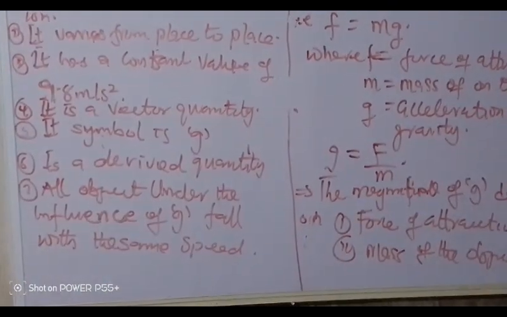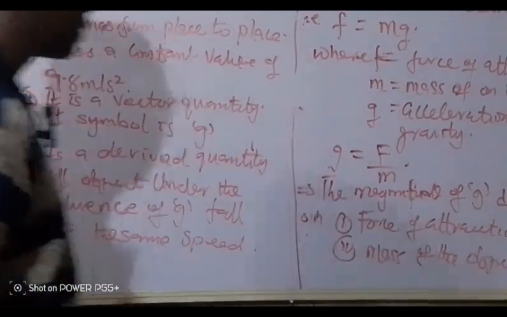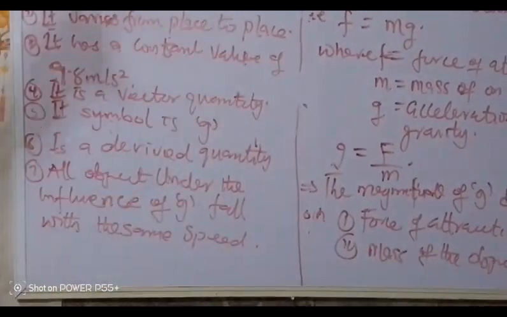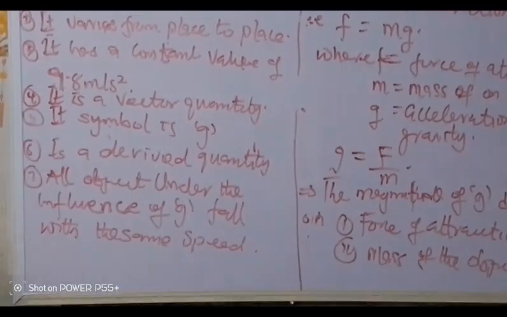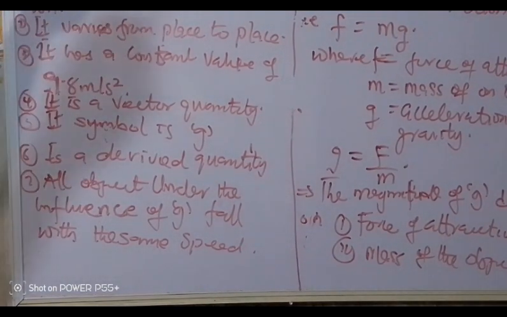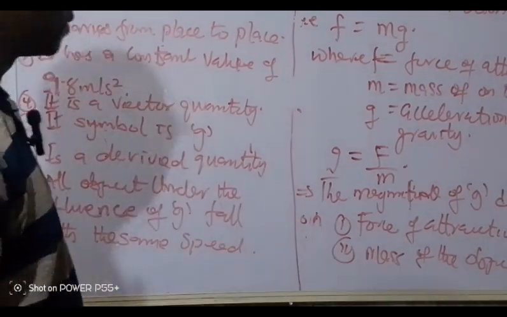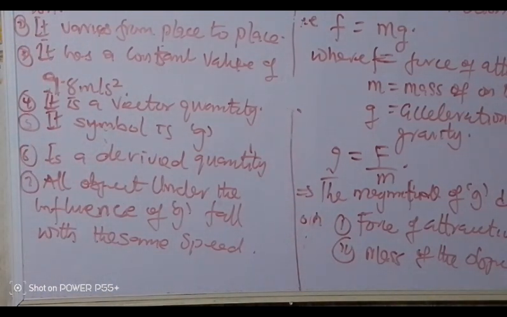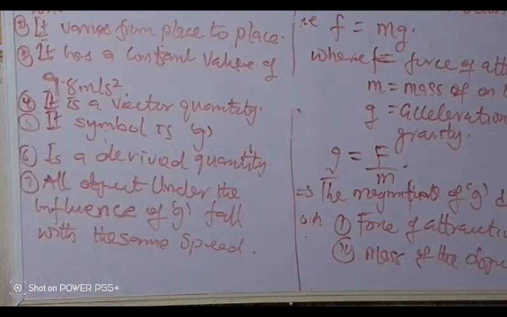What this means is that when you take two objects, no matter their masses, and you drop them at the same time, especially inside a vacuum, they will fall with the same speed. You take a stone and a cotton wool in a vacuum, you drop them at the same height at the same time. Although the stone is heavier than the cotton wool, due to acceleration due to gravity, they will fall with the same speed and land at the same time. That is why all objects under the influence of acceleration due to gravity fall with the same speed.